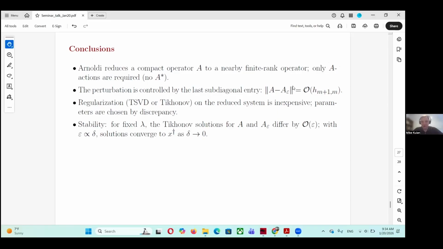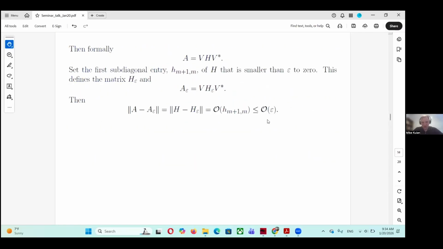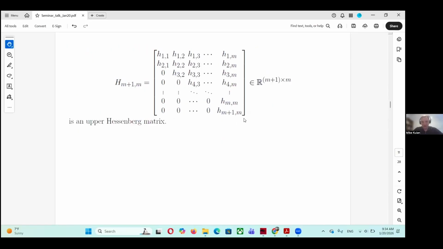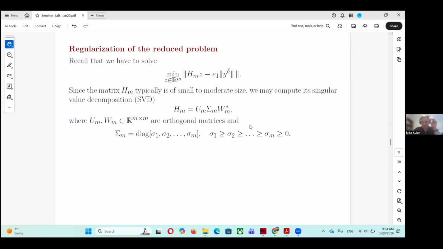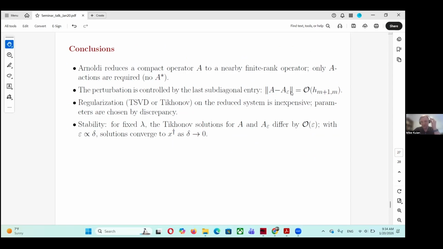We control it by looking at the last element, H_{m+1,m}, of the Hessenberg matrix. We stop our process when this element is smaller than our given epsilon. Then this guarantees that the norm of the difference between our original operator and the surrogate, reduced, finite-dimensional operator A epsilon is smaller than the given epsilon.